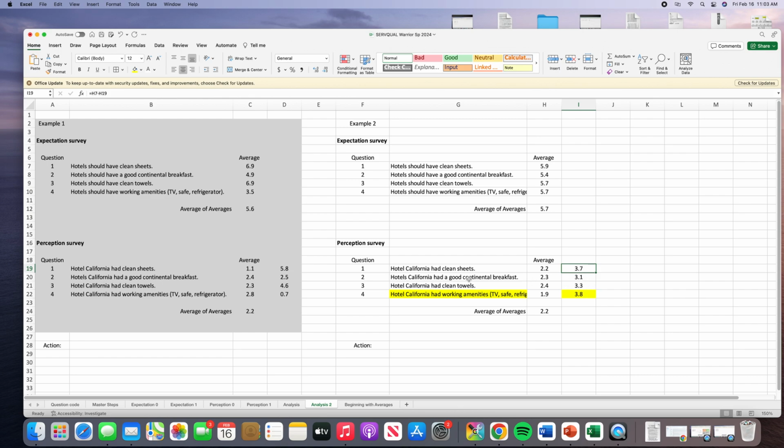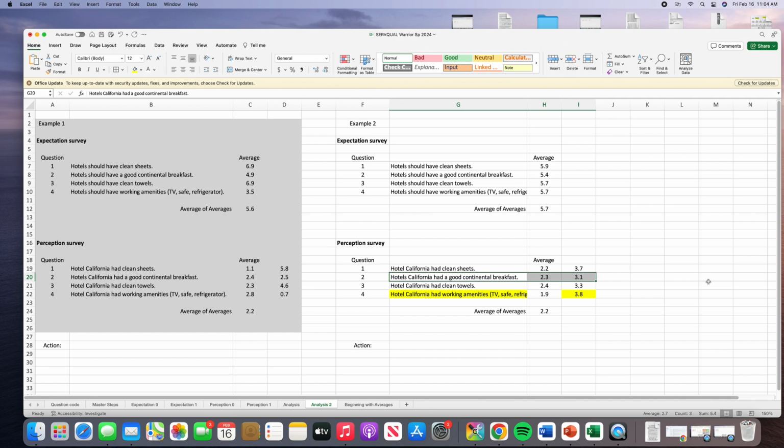Should we start with the continental breakfast first? Well, arguably no. When we're talking about range, the difference here, 3.8 and 3.1, is 0.7, versus over here, where the difference was 5.1. So would we be technically wrong if we started with the continental breakfast and looked at root causes of what's causing that not to meet the expectations of customers? Technically we'd be wrong because we have a greater priority with the working amenities. Would we be seriously wrong?